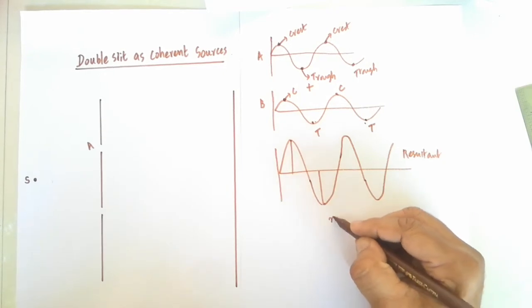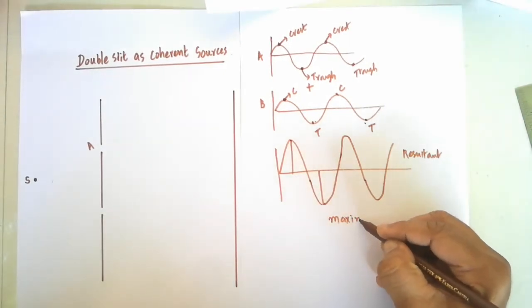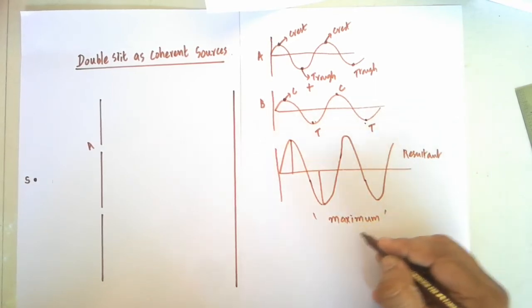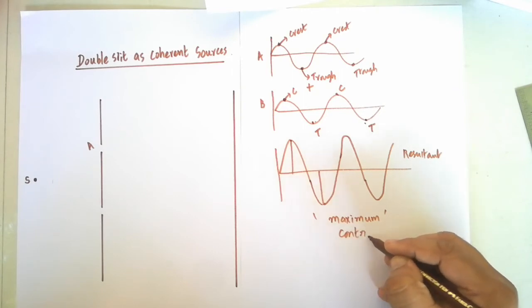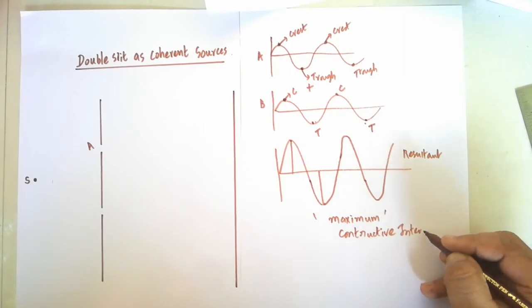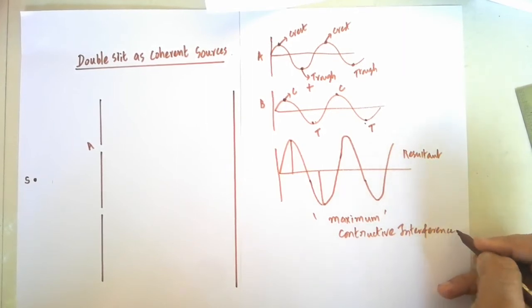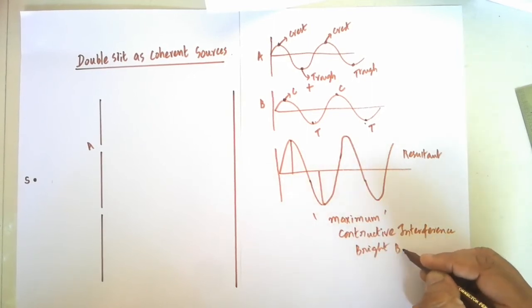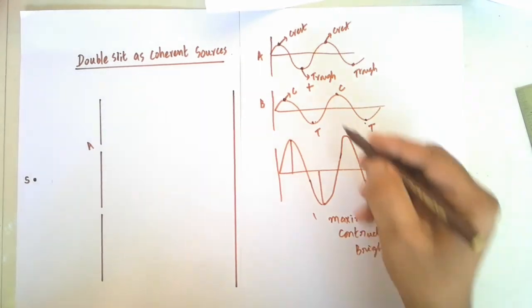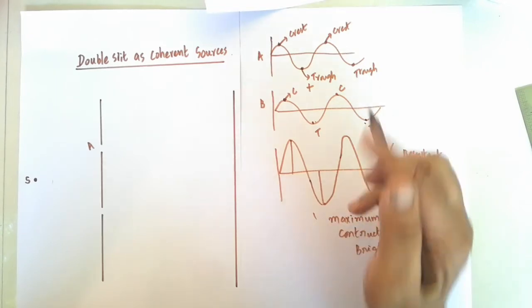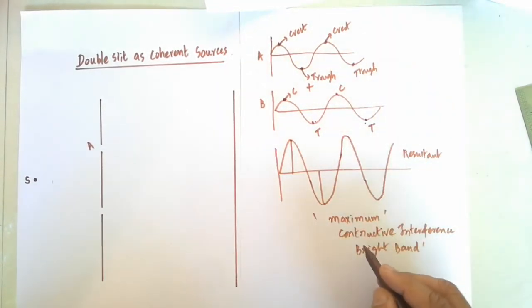There you will get the maximum intensity points. The intensity of the light will be maximum. Are you clear? In those points you are able to observe constructive interference. There you can see the bright band. So make a note. This is the first theory, based on the wavefront. With the help of waves, I have explained the phenomenon of constructive interference. Are you clear?